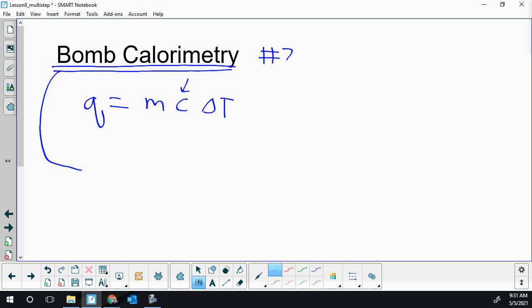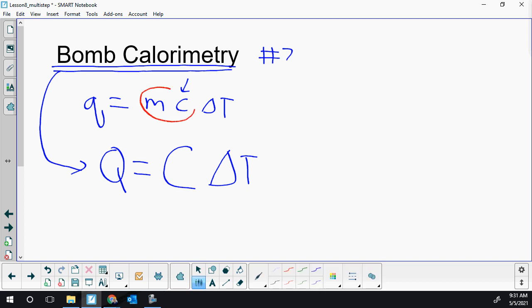So in bomb calorimetry, you just have big Q equals the m and the c have been combined into just one big C value, and then you still have the delta T. So it's actually a little bit easier to solve a bomb calorimetry question. The mass of whatever material is your surroundings, and the c, are just combined. In Chem 30, we tend to focus on using the heat going into just one material as opposed to a combination of materials.